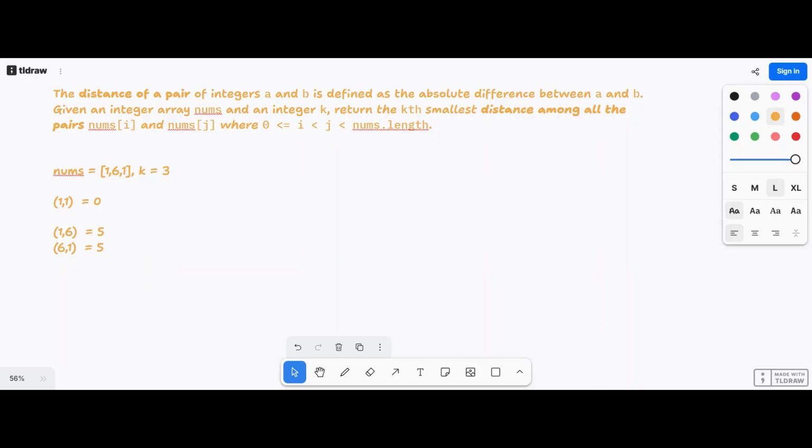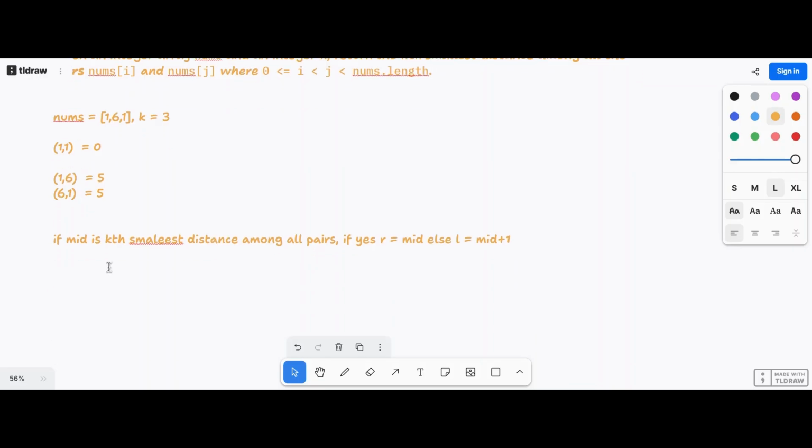Now we have to return that kth smallest distance. So from the kth smallest, we get a quick idea that okay, we have to use binary search. Cool. But again, this nums array is not sorted. Does that mean anything? Does that apply? No, because we have to find if mid is the kth smallest distance among all pairs. If yes, R is mid, else L is mid plus 1.